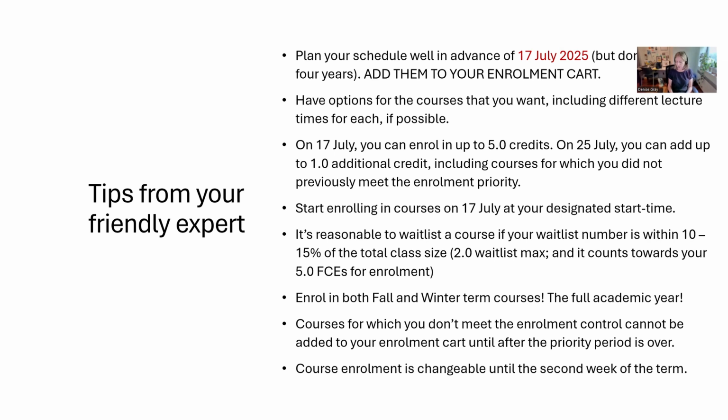Enroll in your full academic year, both fall and winter term courses. Do it now. You can change your winter term courses up until the middle of January. But if you wait to enroll until the middle of January, you're never going to get into the ones that you want because they're going to be full. They're going to fill up in July. So enroll in your full academic year now.